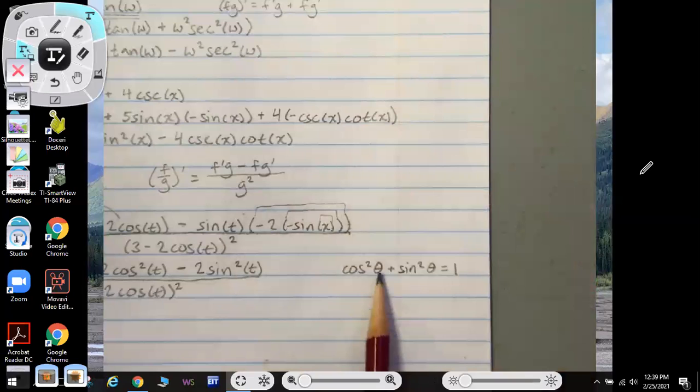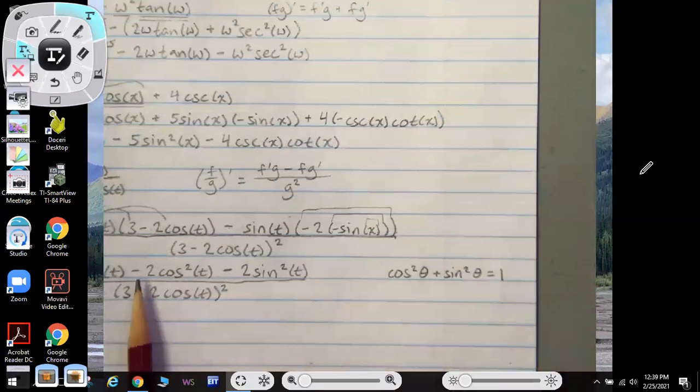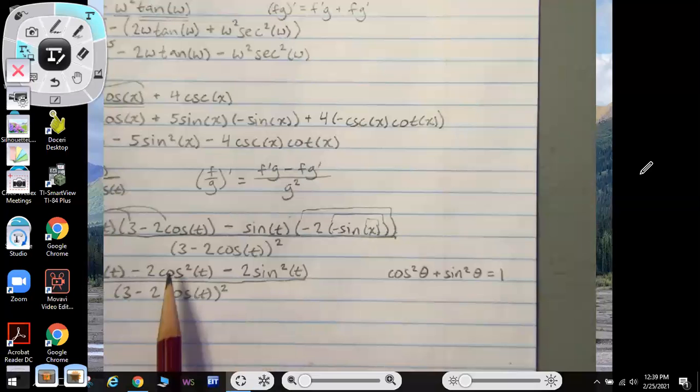cosine squared of some number plus sine squared of that same number equals 1. We could plug in some values for theta and prove that this is true. We're not going to do that, but this is a trig identity. And if you look at what we have, -2 cosine of t squared minus 2 sine of t squared, if we factor out a -2 from those two terms, we will have cosine squared plus sine squared.